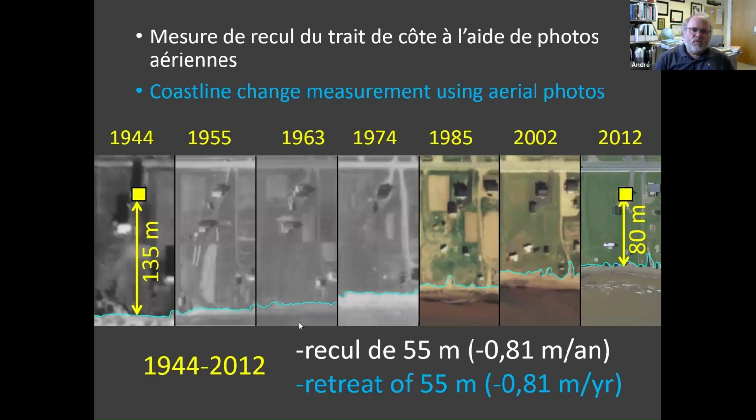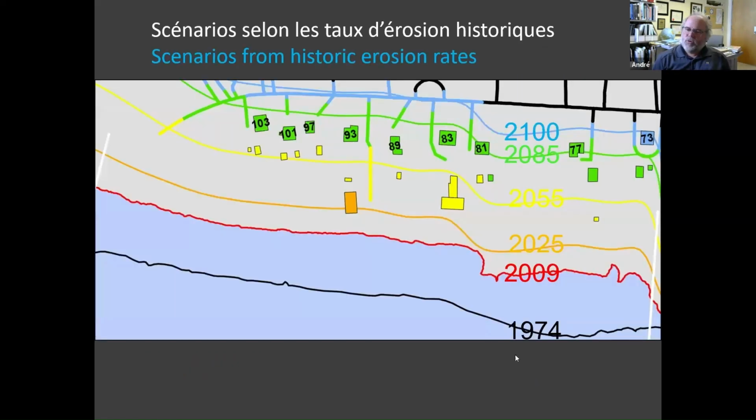One of the goals I have in my research is to try and document this type of thing so that we can at least have a good idea as to how the coast evolves. I work a lot on coastal erosion, and one of the things we do is we measure the recession by way of aerial photography. So here I'm showing you an area in the north of New Brunswick. First photos in 1944, then 55, 63, all the way to 2012. And we can see the basically constant rate of erosion here.